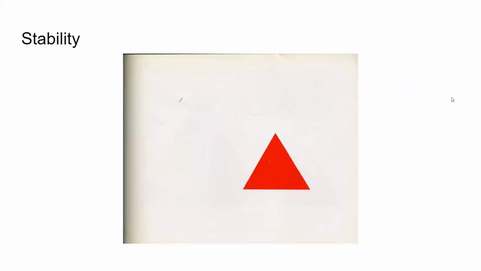The first concept that Molly Bang introduces is that of stability. Here we have a triangle in a nice bright red. It's a very simple shape. It's a shape that is more likely in most languages to be named with sharp consonants, clicking consonants like Ks, which is an interesting effect called the Kiki Bouba effect, if you want to look that up to learn more.